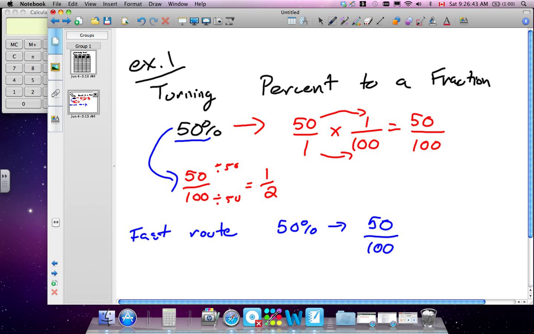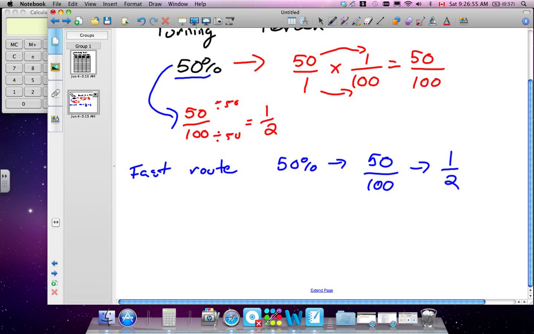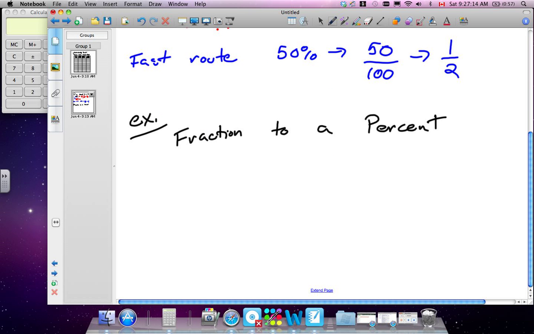Let's do another example. Now our second example, we'll call it fraction to a percent. So this is a fraction to a percent. They've given us an example of the fraction 1 over 4. There's a couple ways we can do this. One of the ways they've done it is we have to figure out how to make the denominator equal 100.